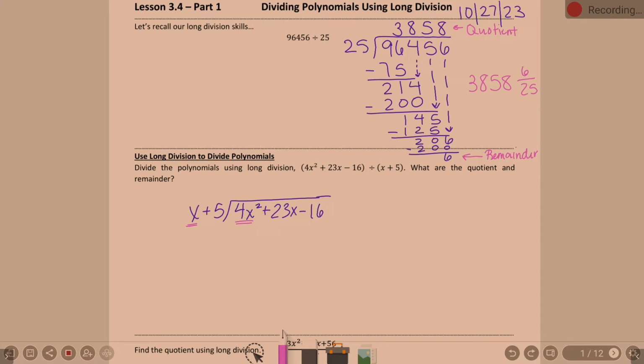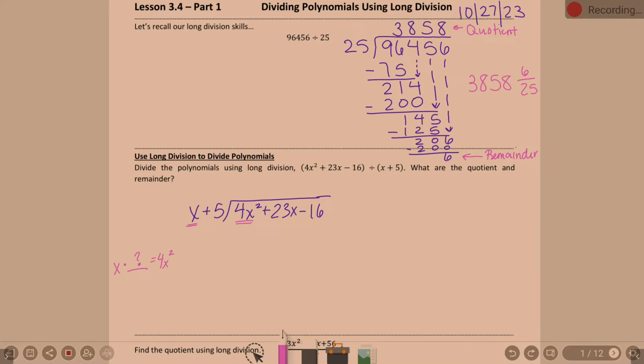But think about it. When I say how many times does 25 go into 96, I'm really asking you what number times 25 is going to give me 96, right? So here, what I'm really asking you is what value times x is going to give me 4x squared. 4x, okay? So, little side note here. It's x times what is going to give me 4x squared.